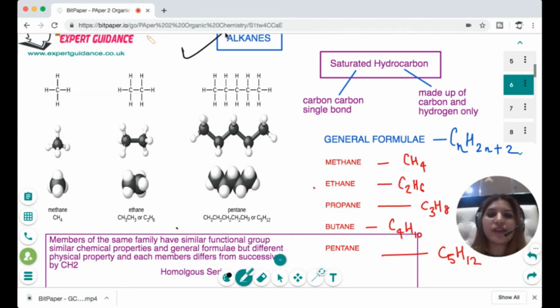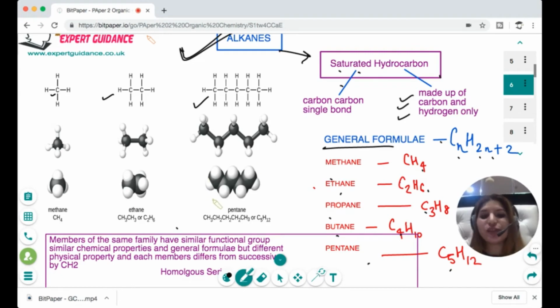The first family of hydrocarbons is alkanes. How do we define alkanes? You have to define it by using the words saturated hydrocarbon. Saturated means it contains carbon-carbon single bonds. You can see all these molecules have carbon-carbon single bonds. And hydrocarbons, because they are made up of carbon and hydrogen only, the general formula is CnH2n+2. So the first member would be CH4, C2H6, C3H8, C4H10, and pentane C5H12. So whatever the number of carbons is, you double it and add 2 for the number of hydrogens.